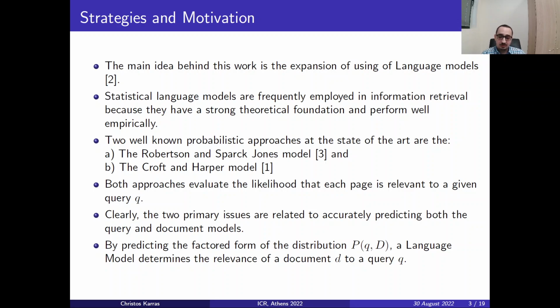As we can say, the two primary issues are related here to predicting both the query and the document models at the same time. So by predicting the factored form of the distribution P(Q|D), where Q represents the query and D the document, a language model determines the relevance of a document D to a given query Q.